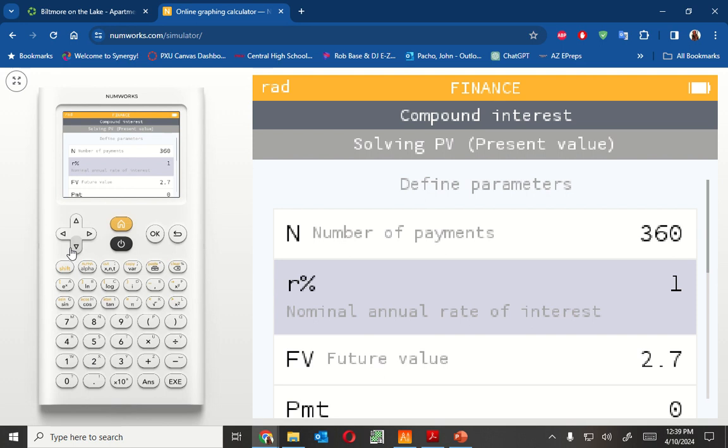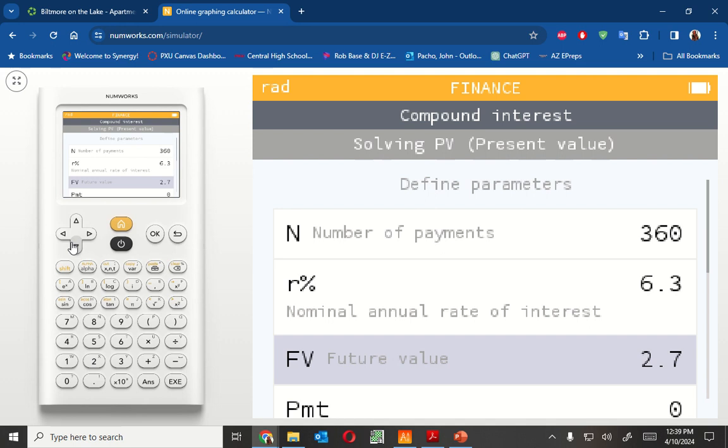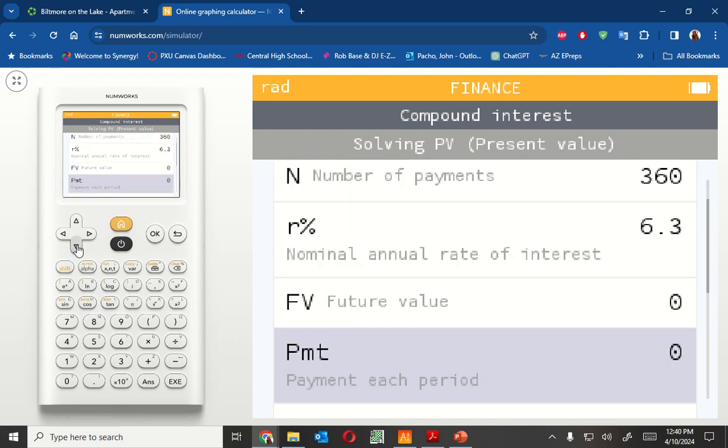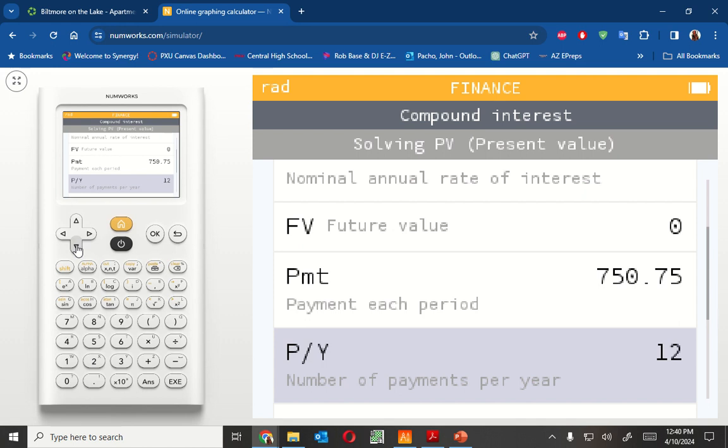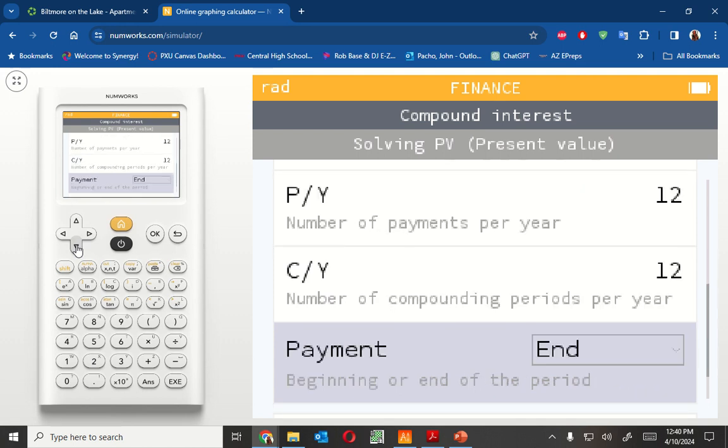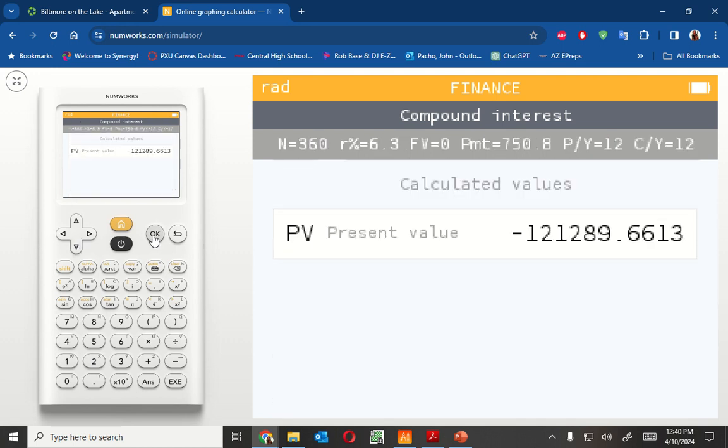What was my interest rate? 6.3, there we go. My future value of all loans has to be 0 because I want to pay it off to 0. My payment was 750.75. Payments a year, 12. CPY 12, confirm. So I could afford, even working at Walmart, a place that is $121,000.